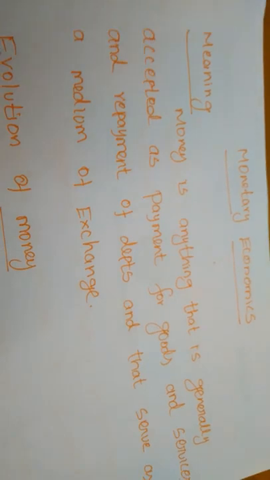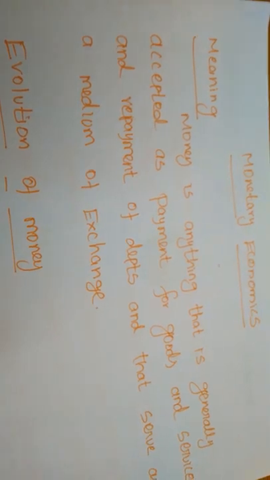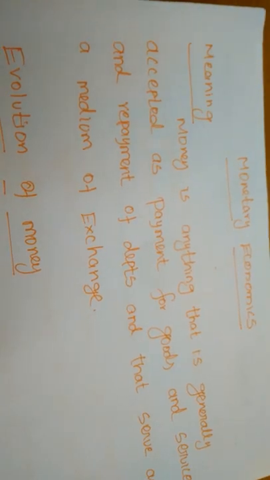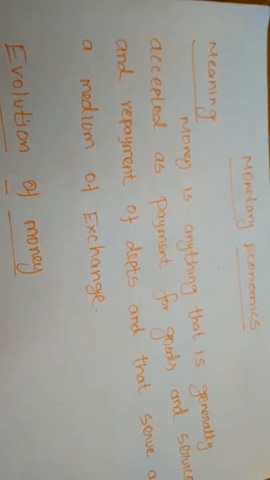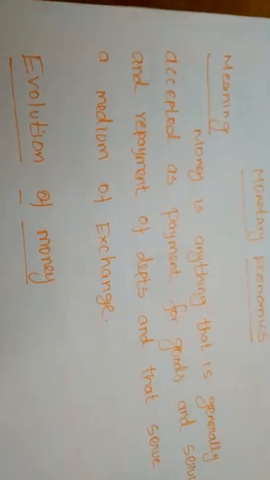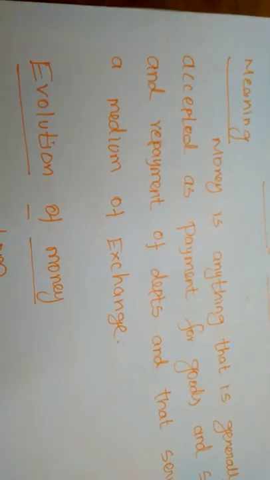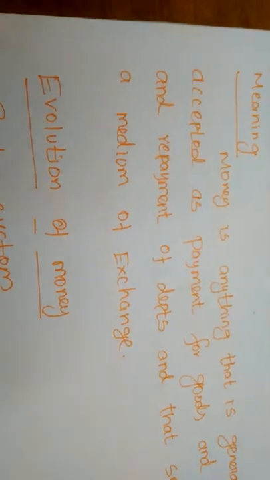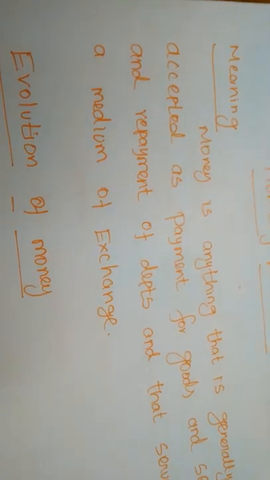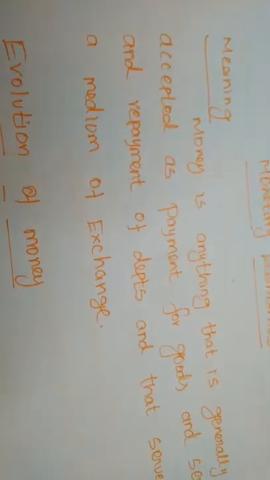For the payment for goods and services we need something. That something may be called money. So we have money as the generally accepted thing, and for repayment of debts. Many persons borrow and repay their debts in the form of money, and it serves as a medium of exchange. Whenever we exchange commodities, goods and services from one person to another, we need something for that, and that is called money.